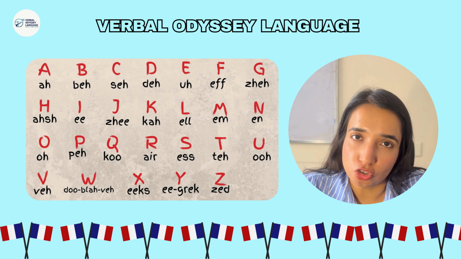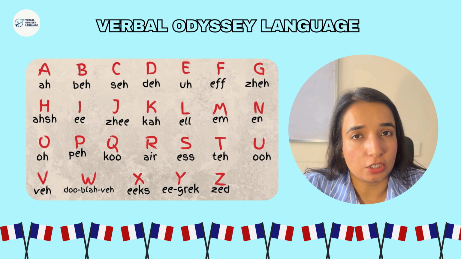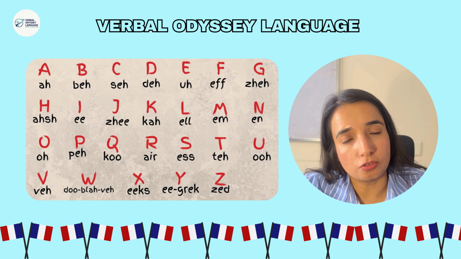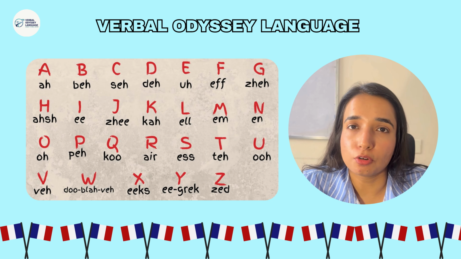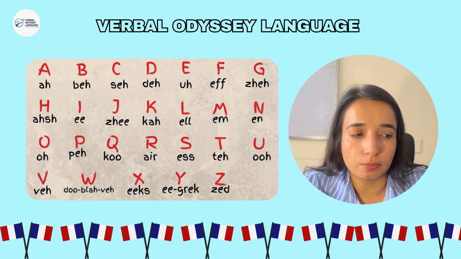Next we have J. In the alphabet it sounds like G, and in the word it sounds like je. For example, juste. Then from K to O it is same as English, so we'll come to that later.